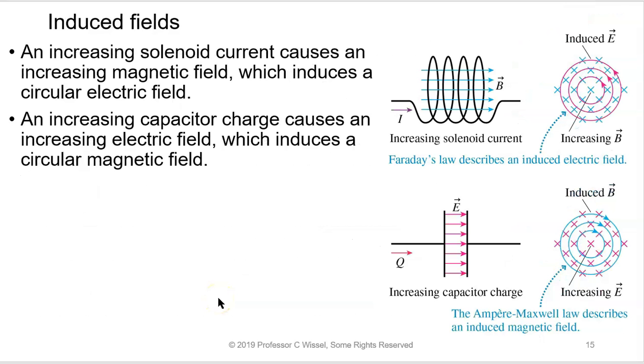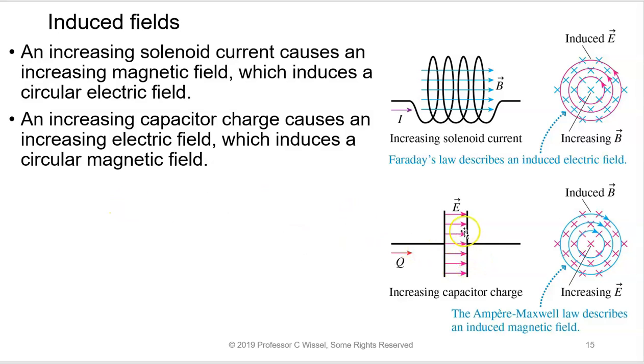Okay, so an induced field: an increasing solenoid current causes an increasing magnetic field, which induces a circular electric field. So here you are, you're increasing the current in here, and this causes this magnetic field to build up, and that will induce a circular electric field. Faraday's law describes this. An increasing capacitor charge, and these two are pretty much the same thing. One deals with magnetic fields, the other one deals with electric fields. And that's where they store their energy. See, it's always about energy, because that's what an electromagnetic wave is. It's just a transport of energy from one place to another, and it's very efficient.